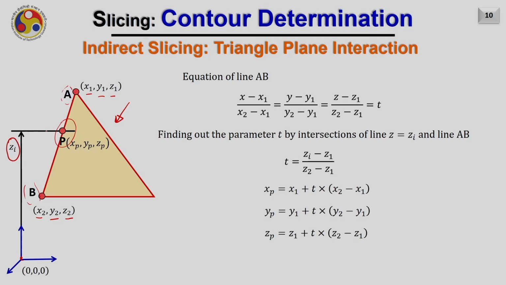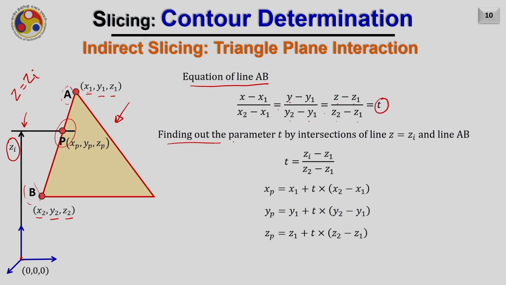Of course, we can easily write the equation for this particular plane. It is nothing but z equals zi. And also we can write down the equation of line AB. The equation of line AB can be written as x minus x1 divided by x2 minus x1 equals y minus y1 divided by y2 minus y1, and it will equal z minus z1 divided by z2 minus z1, and these terms will be equal to a constant, let us say t.